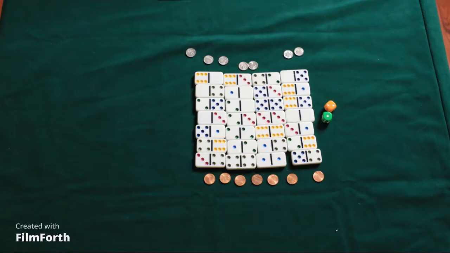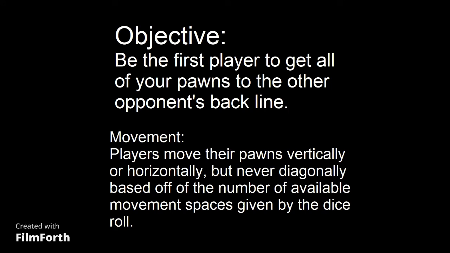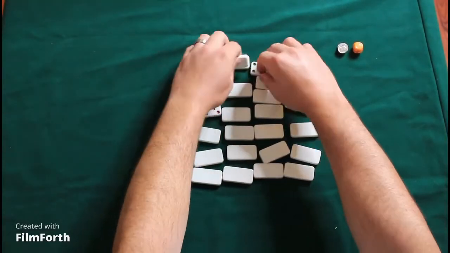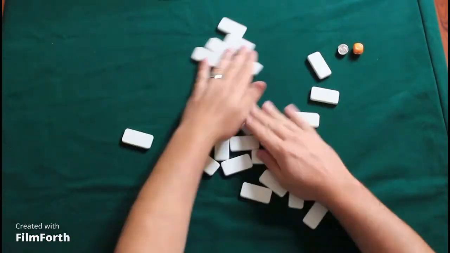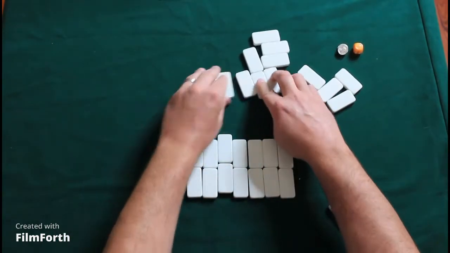Hello, welcome to How to Play Cross Currents, a free dice abstract game using coins, dice, and dominoes. That's everything you'll need. The objective is to be the first player to get all your pawns to the other opponent's back line. You can move your pawns vertically or horizontally, forward or backwards, but never diagonally, according to how many movement points you have on the dominoes and the dice roll.